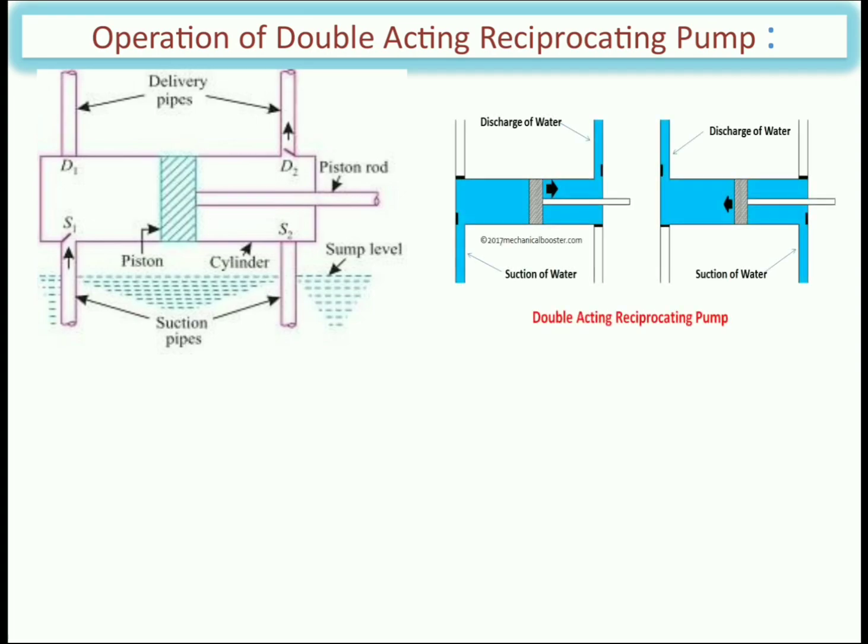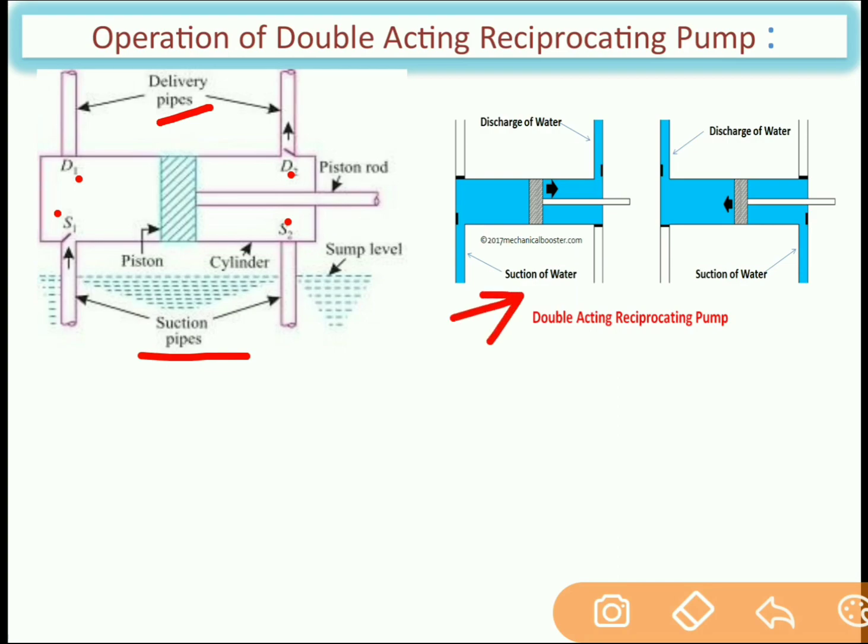Now in the double acting reciprocating pump, there are total 4 valves: S1, S2, D1, D2. S1 and S2 are the suction valves and D1 and D2 are the delivery valves. There are total 2 suction pipes and 2 delivery pipes.